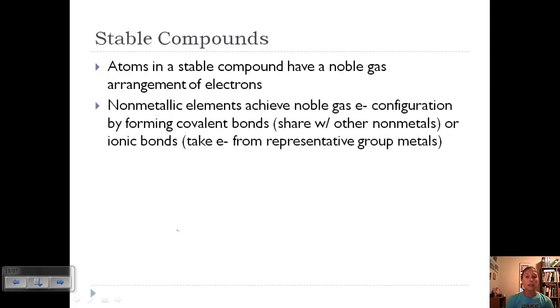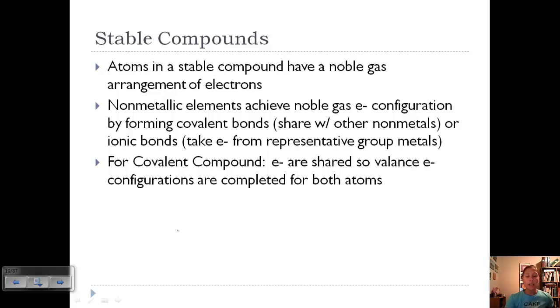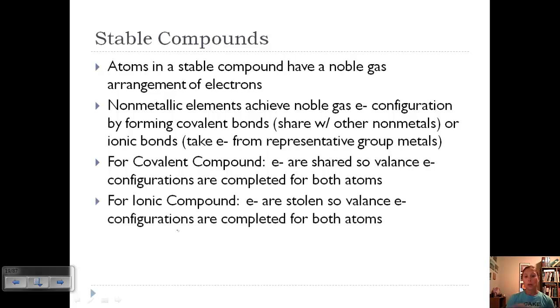Nonmetallic elements will achieve noble gas electron configuration in two ways: either by forming covalent bonds, sharing electrons with other nonmetals, or forming ionic bonds, where electrons are taken from representative group metals. For a covalent compound, electrons get shared so that the valence electron configurations are completed, or the outer shell is full for both atoms. Or half full, like we talked about with the d being half full.